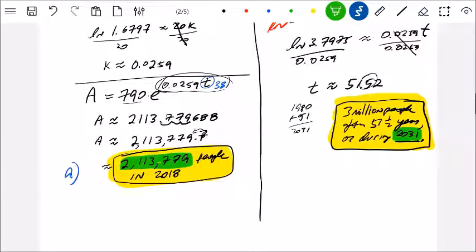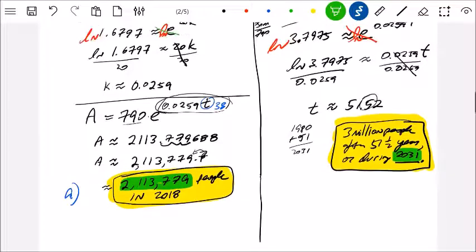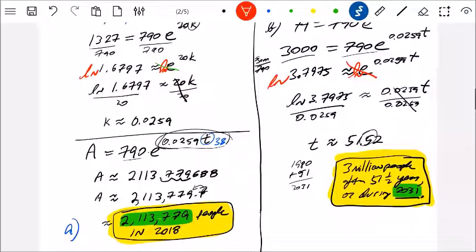San Diego and then Phoenix. Phoenix is growing a good deal faster. Notice if I look at this percentage over here, that would be about 2.59%, which is actually a good deal more than the 1.34 for San Diego.